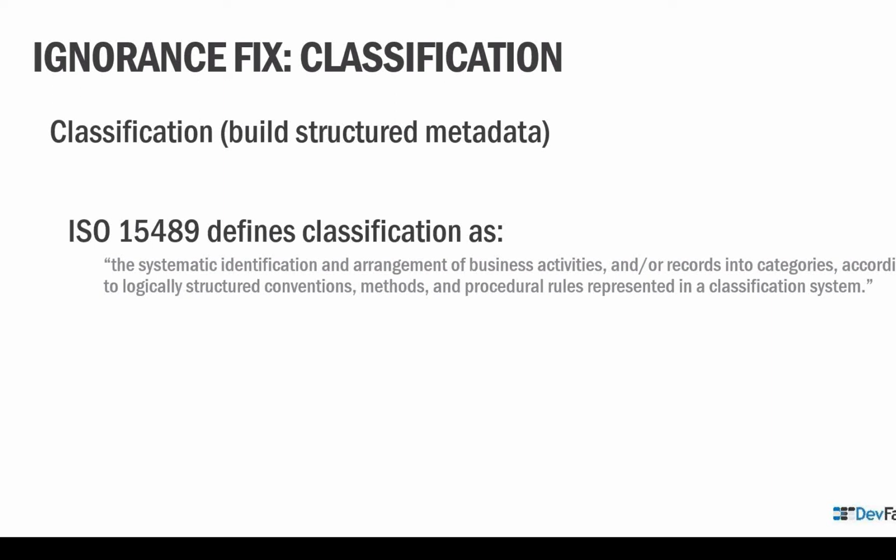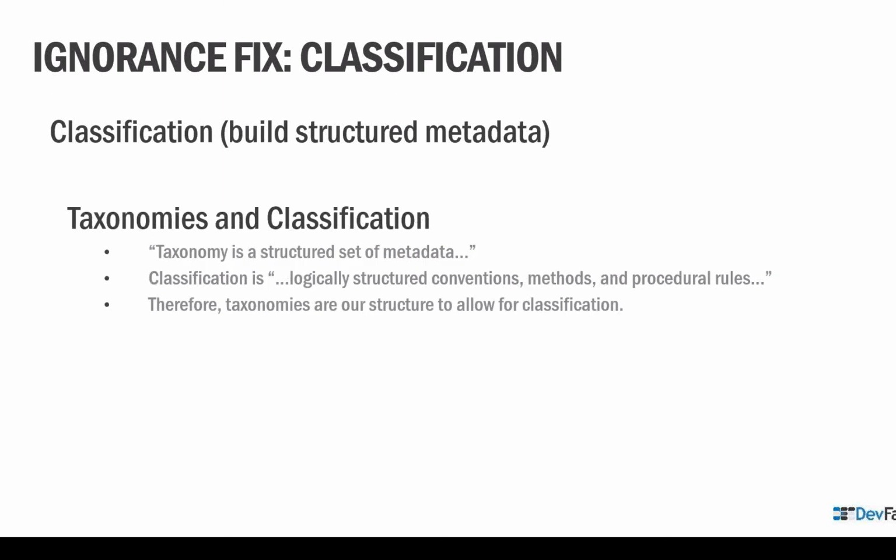According to ISO 15489, which by the way is the International Organization for Standardization's definition for records management, classification is the identification and arrangement of business activities and/or records into categories, and it's about structured conventions, methods, and procedural rules. So if we take that and look back to what I was talking about with taxonomies, if a taxonomy is the structured set of metadata, and classification is the logically structured conventions, methods, and procedural rules, then really they are very much the same thing.